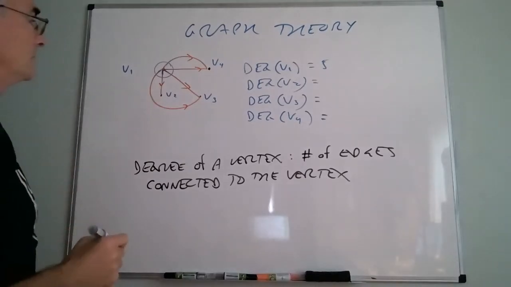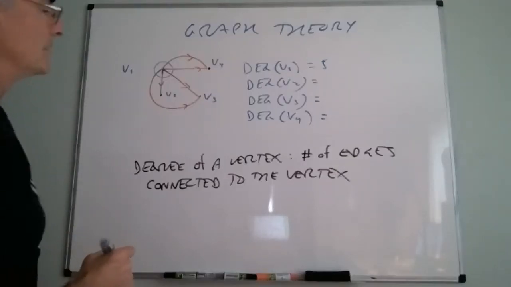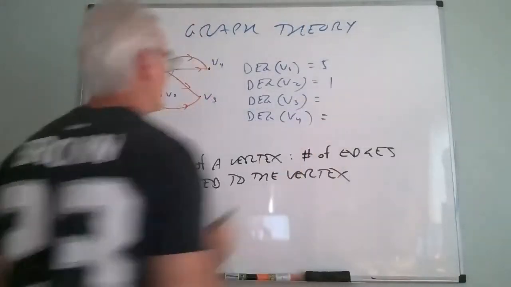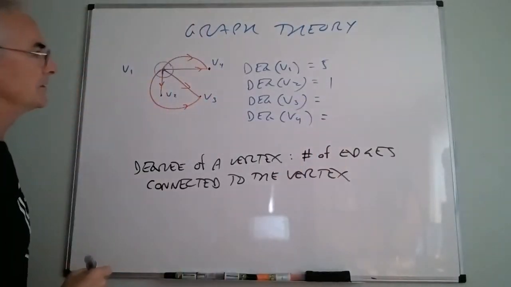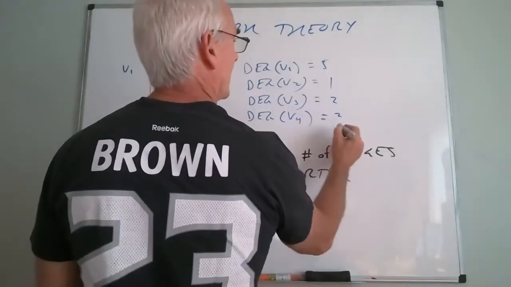There's my V2. What would be the degree of V2? 1. Yeah, kind of boring. How about V3 and V4? Anybody want to try those? V3 would be 2 and V4 would be 2 as well. Good. Now, I want you to notice something.